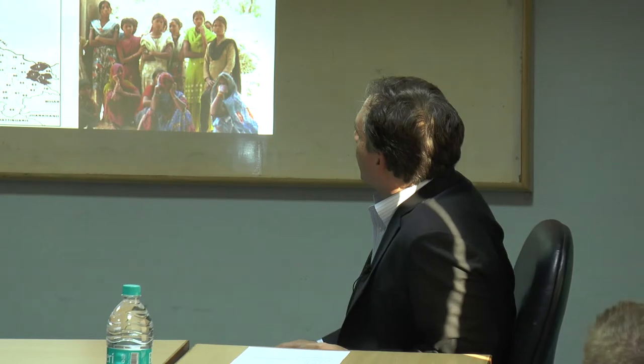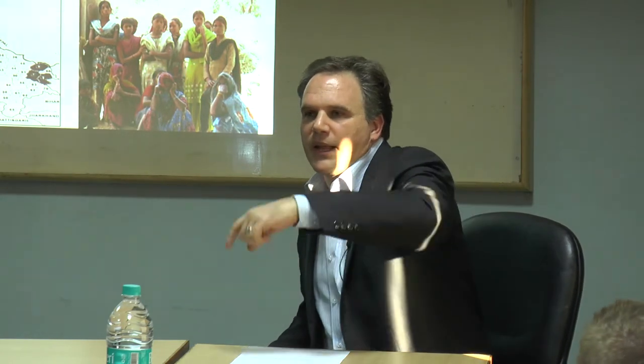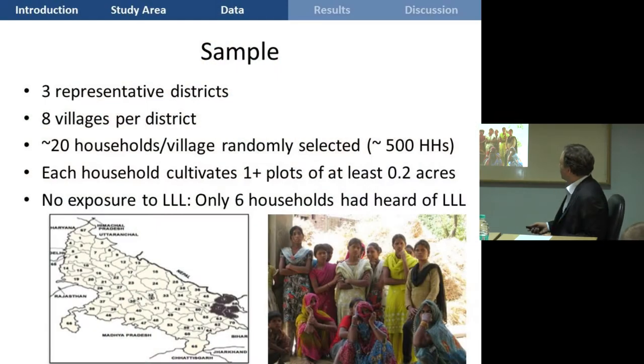Each household cultivated at least one plot of 20 decimals or 0.2 acres. And those are pretty small plots. That's about the smallest area that a laser land leveler can operate on, can turn around on. And none of these households had been exposed to laser land levelers before. Only 6 had ever heard of it. So basically it's a tabula rasa.